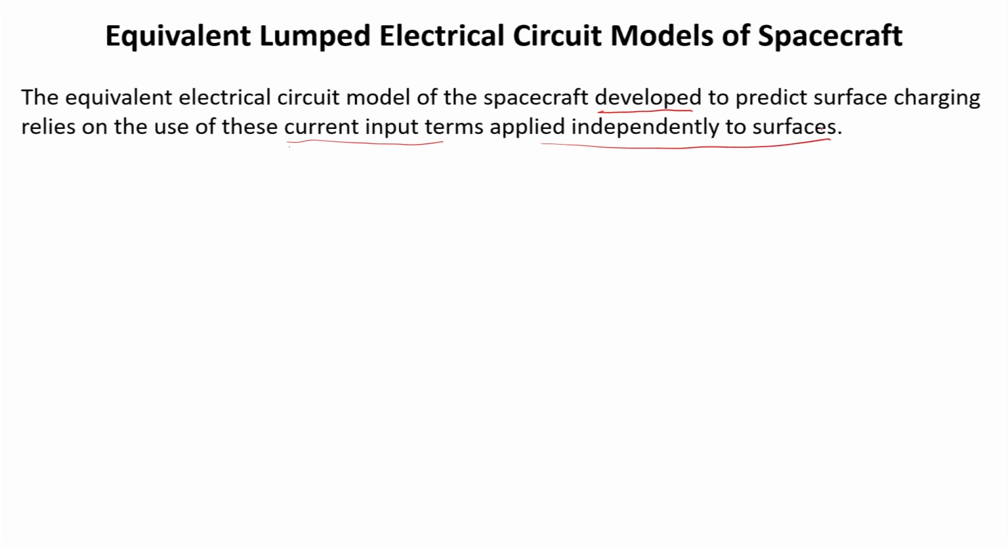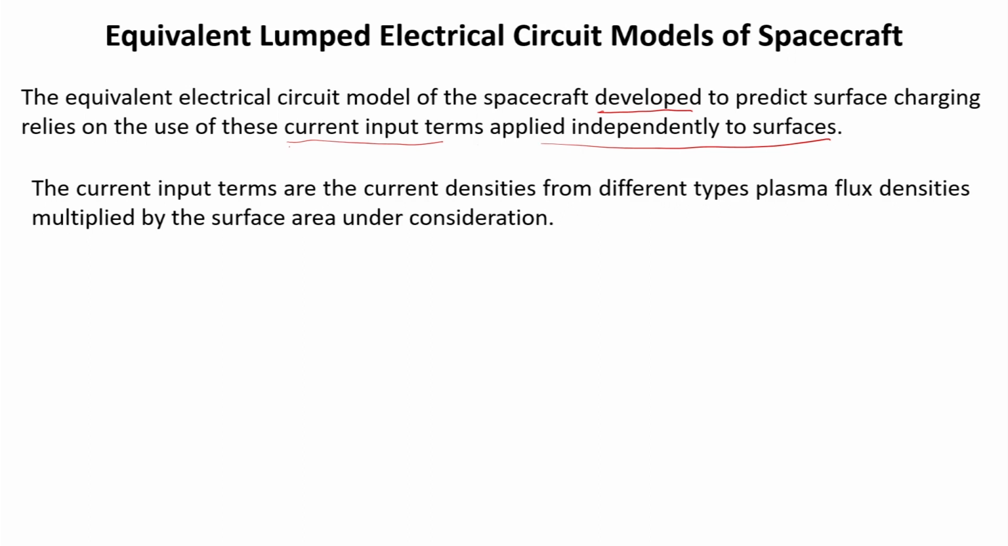Means whatever the current components, some 6 or 7 current components we considered. All those current components you take into consideration, and then you assume that this current is charging a capacitor. That way we can relate it to the circuit theory.